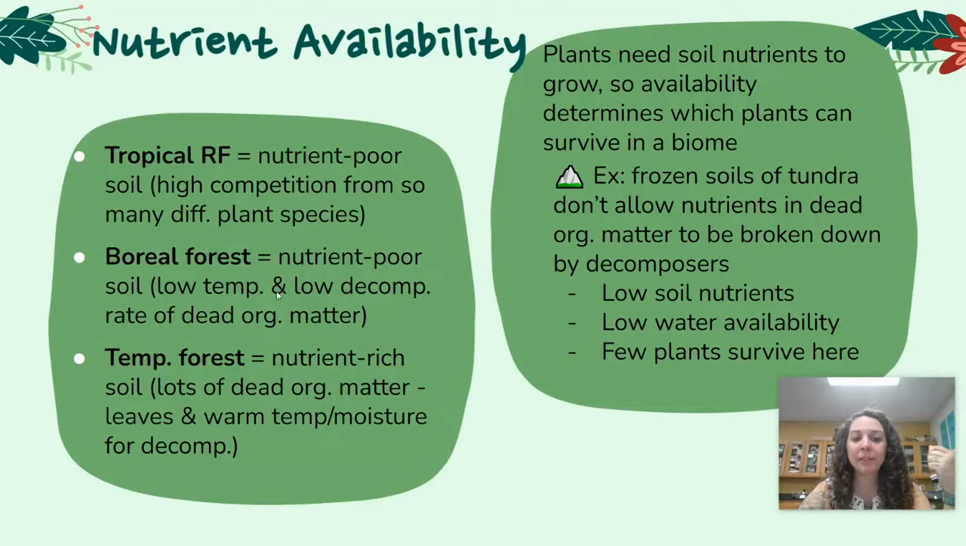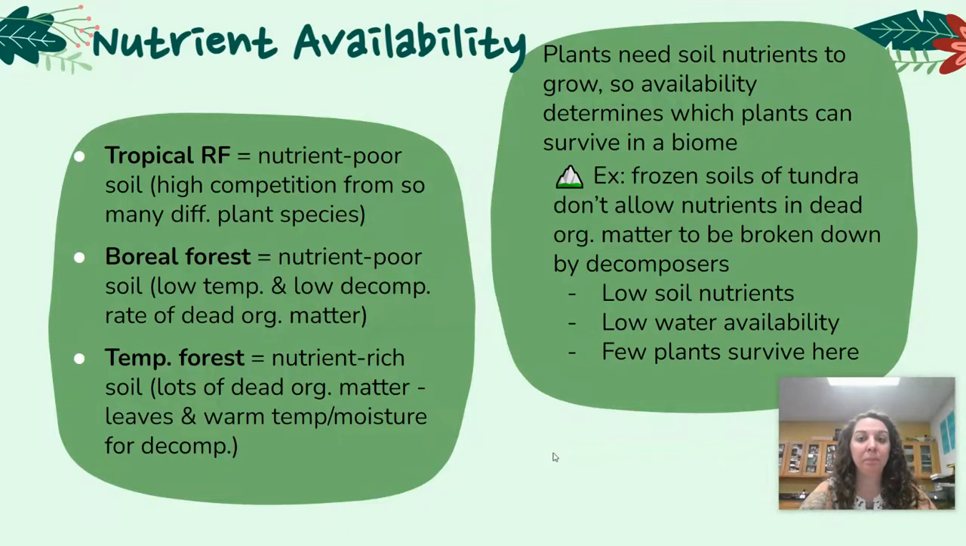But when we think about things like temperate forests, those are like our forests. So they've got broadleaf plants like oaks, maples. So there's a lot of organic matter that's falling down to the earth to be recycled. Since there's so much falling down to be recycled, we end up having lots of nutrient-rich soil. We've got lots of dead organic matter, and we've got warm temperatures and moisture, so those decomposers are able to work fast enough to get those nutrients back into the soil.